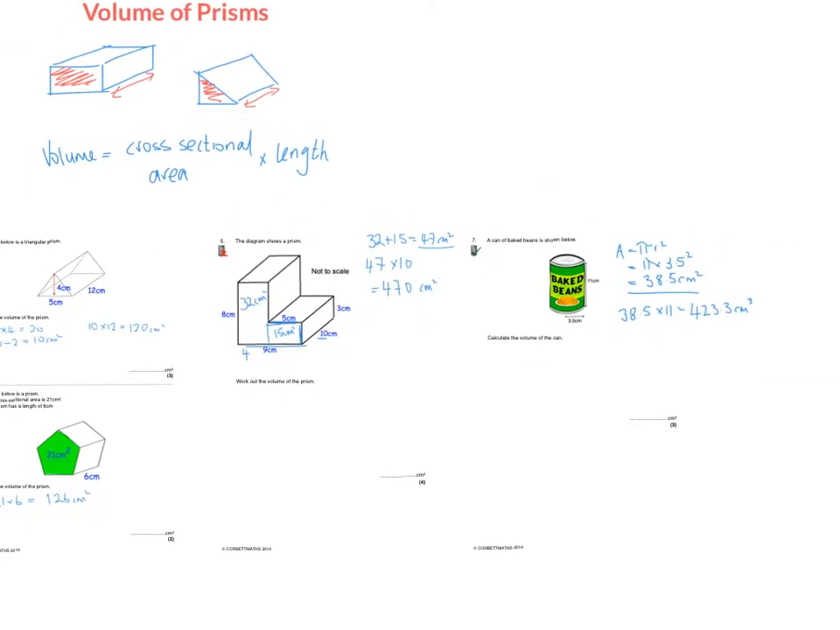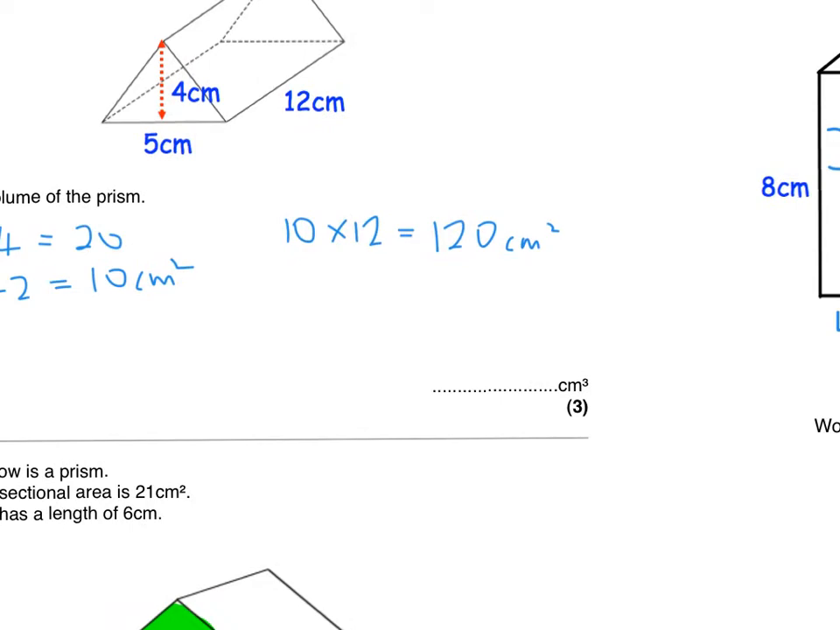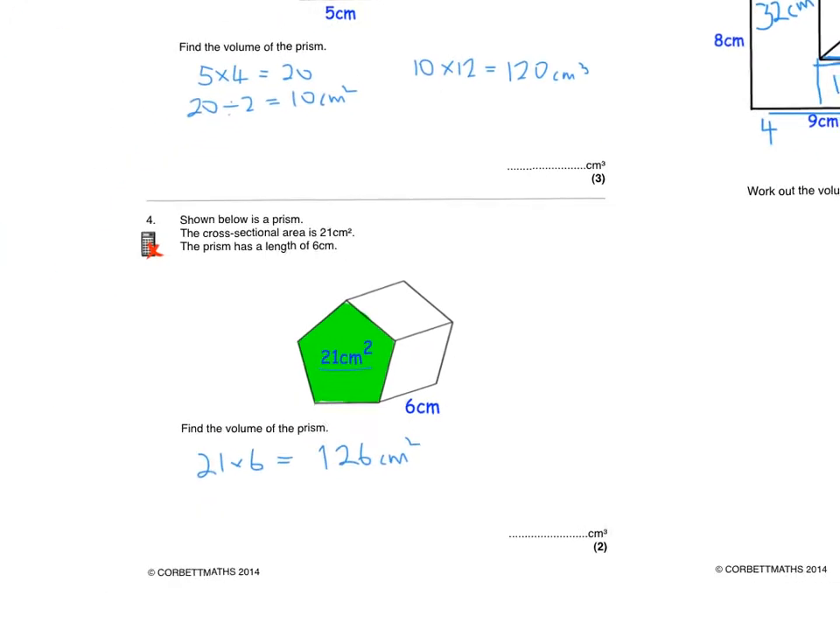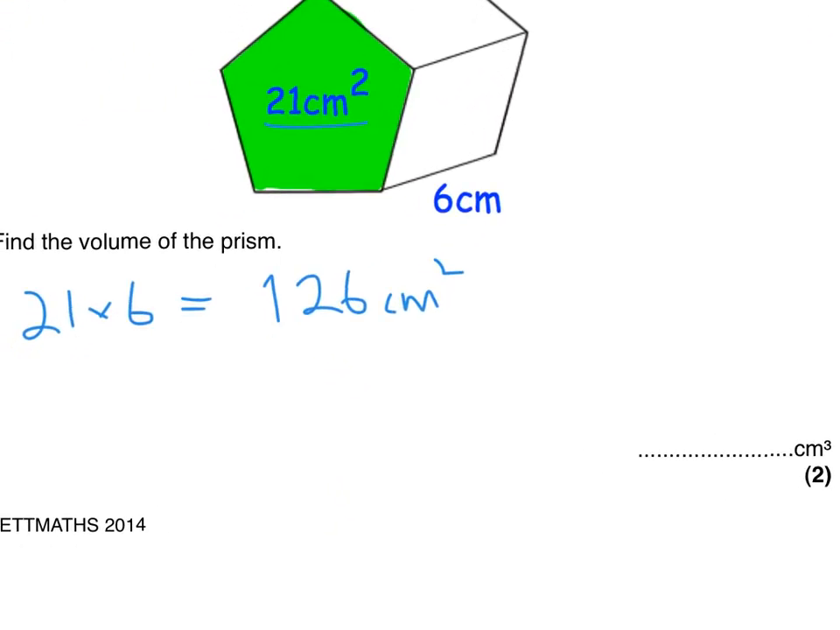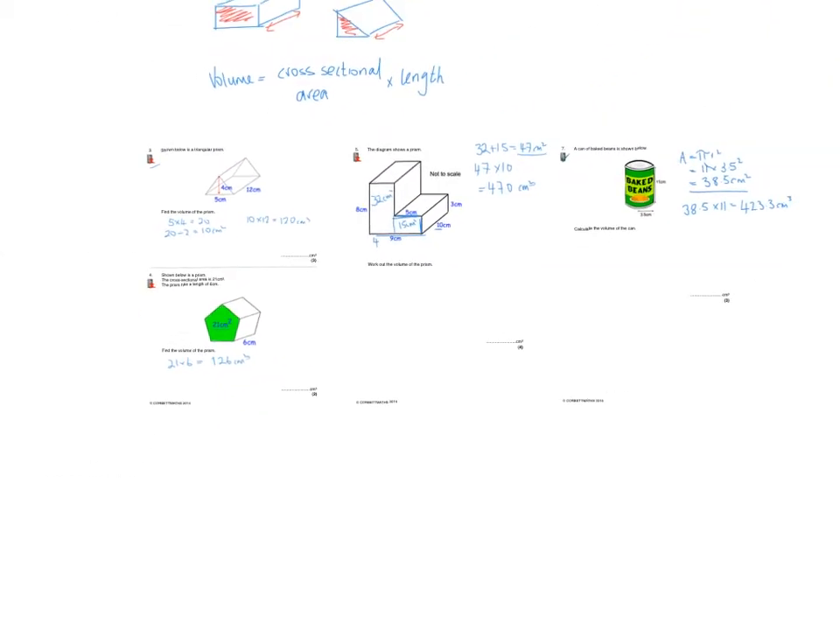Right. Sorry for all these, I've just made a wee mistake. Okay, these are all in cubed, because it's all volume. Okay, so it's 120 centimeters cubed, and so forth. All right. That was a nice short one for you guys.